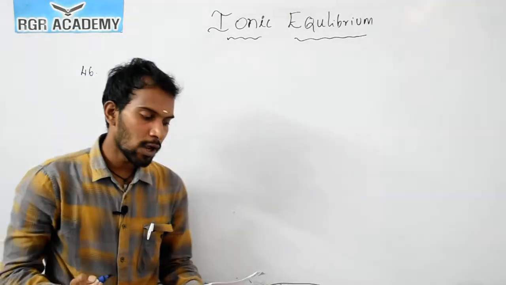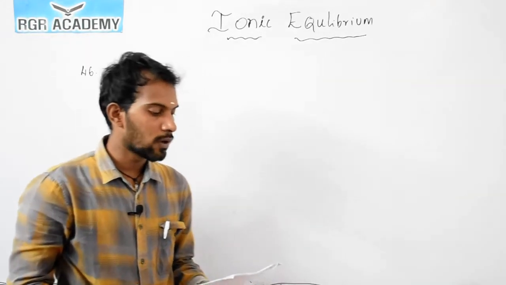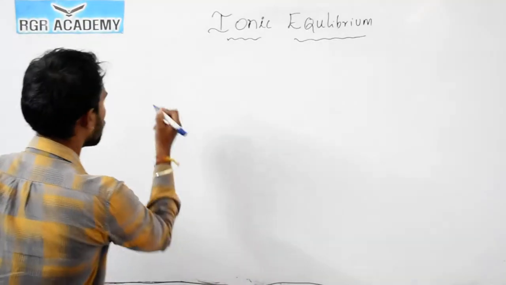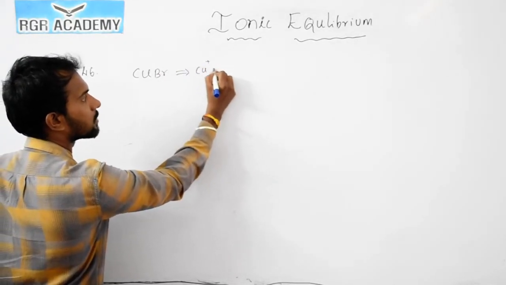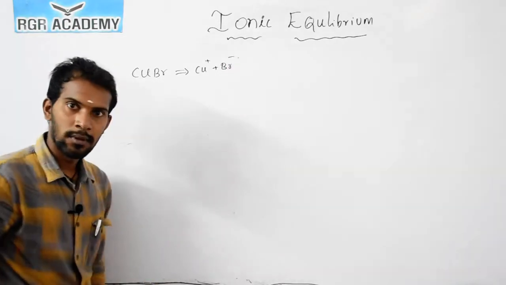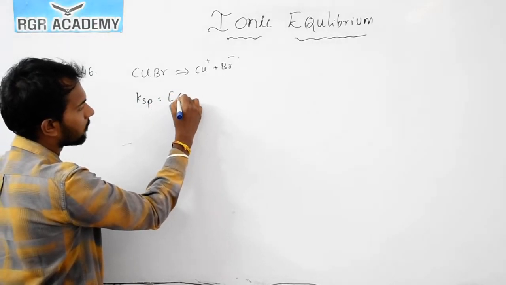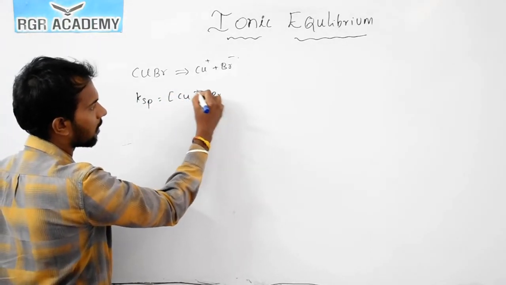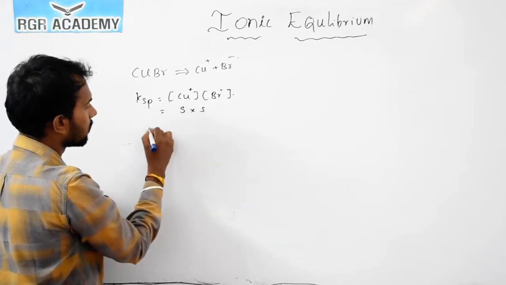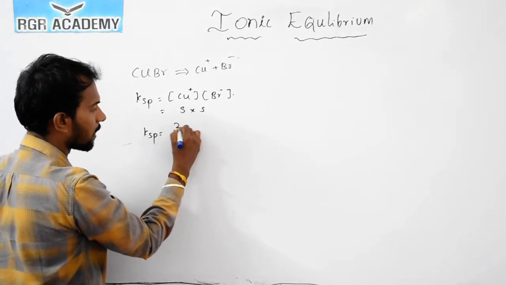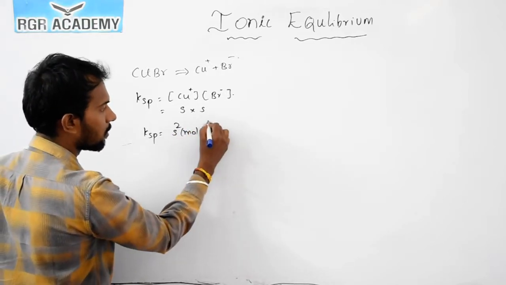So, the solubility of CuBr2 is 10 power minus 4 mole per liter at 25 degrees Celsius. We need the solubility product. So, how to split this one? We can split it into Cu plus and Br minus. Now see this one: Ksp is equal to the concentration of Cu plus and the concentration of Br minus. So these are S and S. So Ksp is equal to S square. So the unit is mole square liter inverse square.